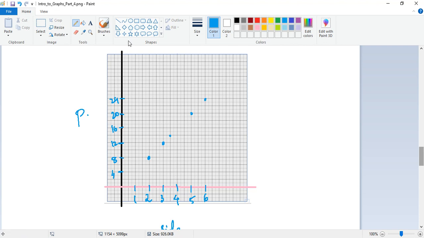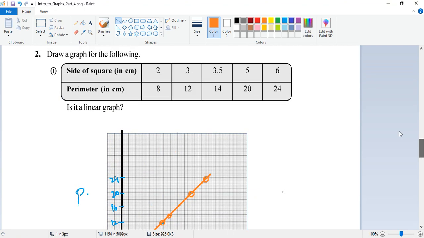Okay, so now you can actually draw the circle like this, right, just to make it more prominent. Okay, and then you can draw the line like this. Yes, it is a perfect line, right? So all the points are lying on the line. So that's what they're asking you. Is it a linear graph? So yes. Okay, that's how you will do it.